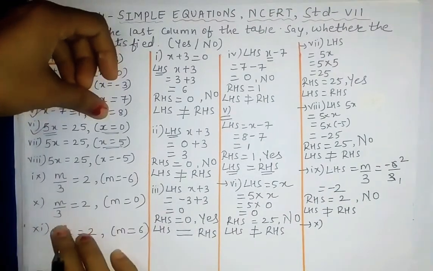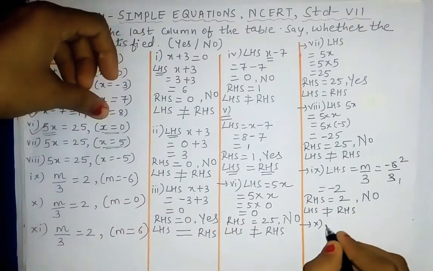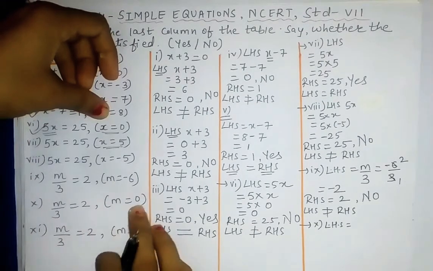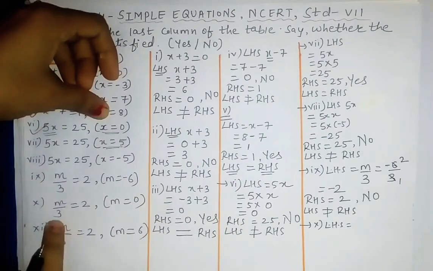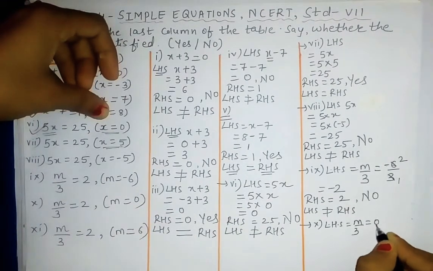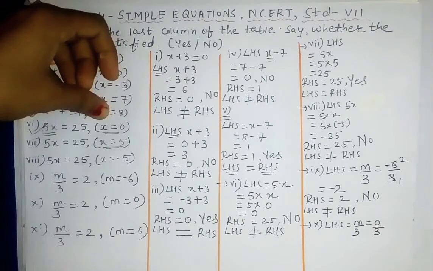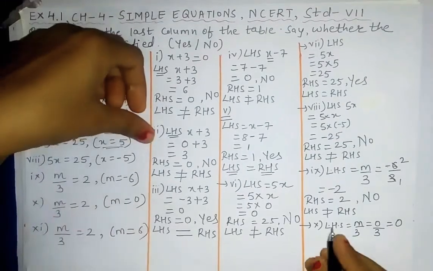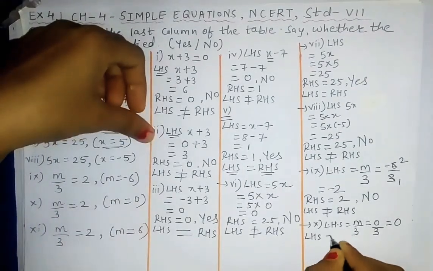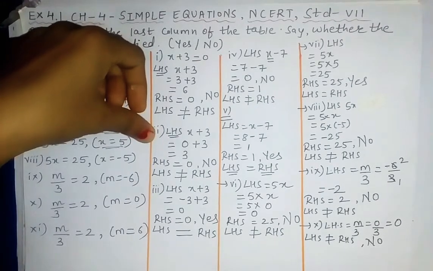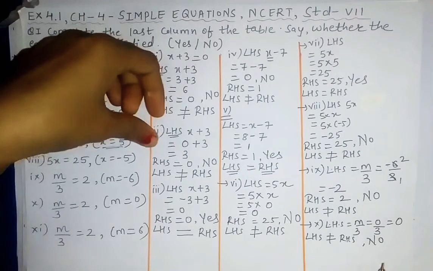Now we will see 10th one. Again 10th one is m upon 3. So again our LHS is m upon 3 and what is the value given to us? 0. So we have to put 0. So m upon 3 will become 0 upon 3. Now 0 divided by any number, the answer is 0. So our LHS is 0 and here it is given 2. So again our LHS is not equal to RHS. So no, this is also not the correct value. So this was 10th one.